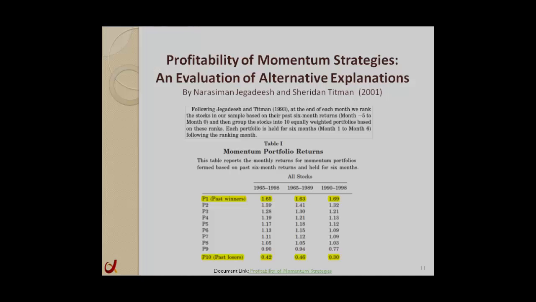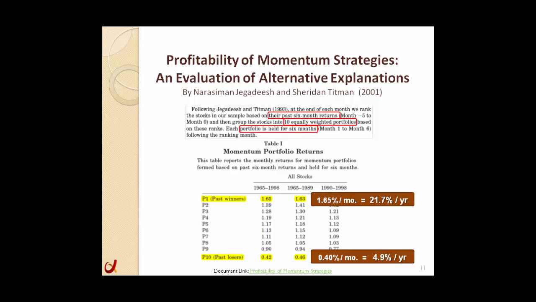Finally, this peer-reviewed academic paper by Jagadish and Titman from 2001 likewise demonstrates that trends exist in market data. In their paper, they divided the stock market into 10 portfolios, grouped according to their prior 6 months' return, and then held those stocks for 6 months and repeated the process. They found that the portfolio P1, the upper 10% of the momentum sort, produced an average return of 1.65% per month, while the portfolio P10, the lower 10% of the sort, had only about 0.4% return per month. That's a significant 16.8% per year difference.